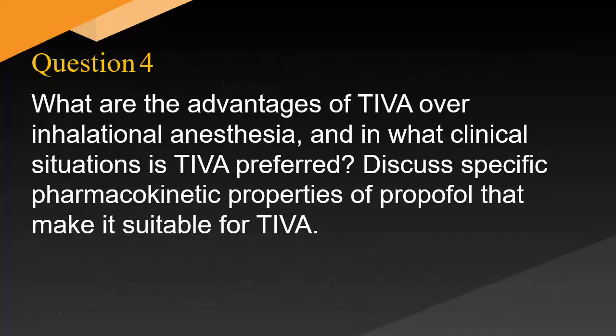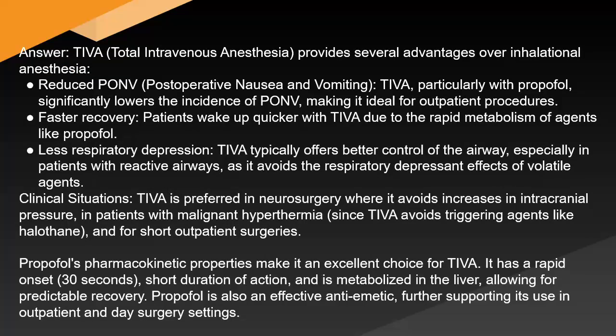What are the advantages of TIVA over inhalational anesthesia, and in what clinical situations is TIVA preferred? Discuss specific pharmacokinetic properties of propofol that make it suitable for TIVA. Answer: TIVA, total intravenous anesthesia, provides several advantages over inhalational anesthesia. Reduced PONV, postoperative nausea and vomiting. TIVA, particularly with propofol, significantly lowers the incidence of PONV, making it ideal for outpatient procedures.